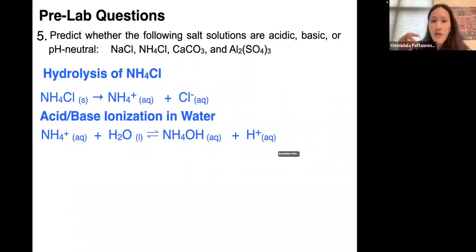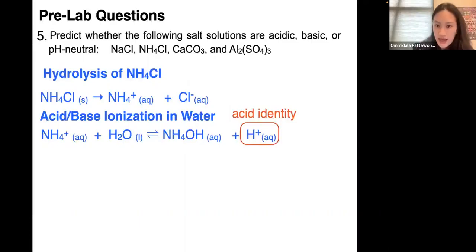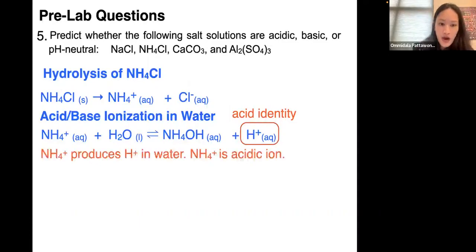What does it mean? Remember the Arrhenius definition. The Arrhenius definition states that an acid is going to produce protons in water, right? So in this case, this proton right here is the acidic identity. Therefore, because this ammonium ion produces protons in water, ammonium ion is an acidic ion. I'm not going to worry about this ammonium hydroxide, because it is going to stay as a whole molecule, as a weak base.